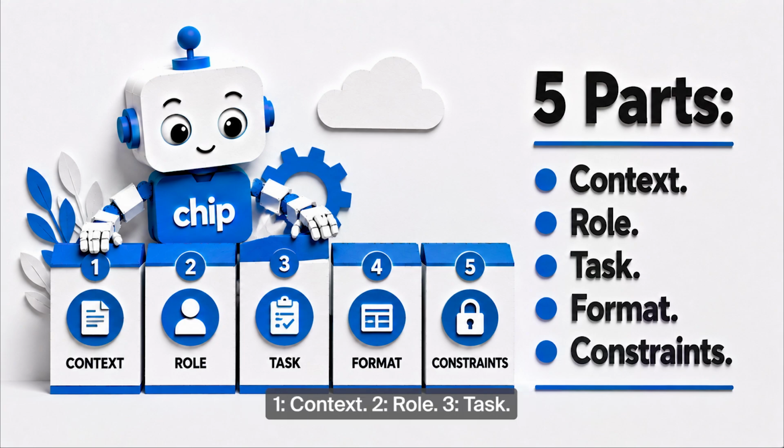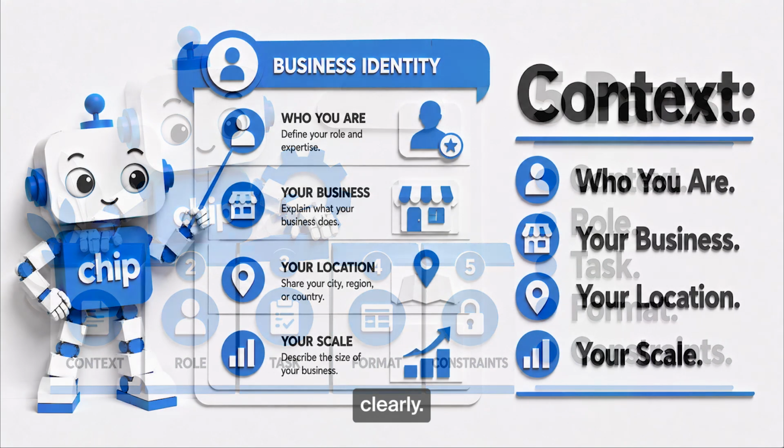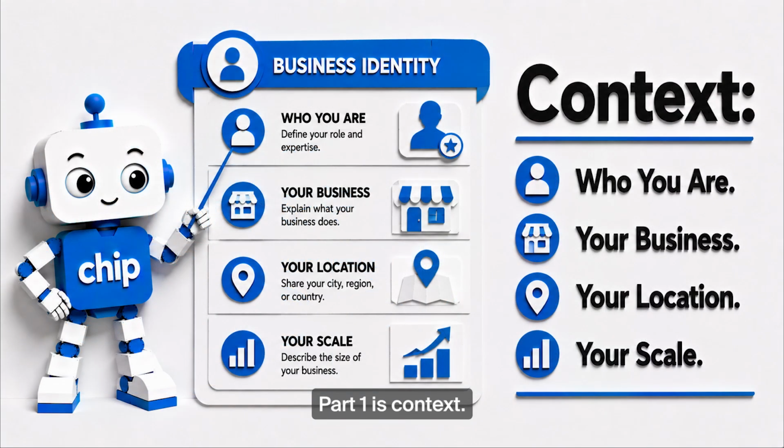1. Context. 2. Role. 3. Task. 4. Format. 5. Constraints. When you include all 5, AI has everything it needs to produce something useful for your specific business. When you leave one out, the output suffers. Let us go through each part clearly. Part 1 is context.